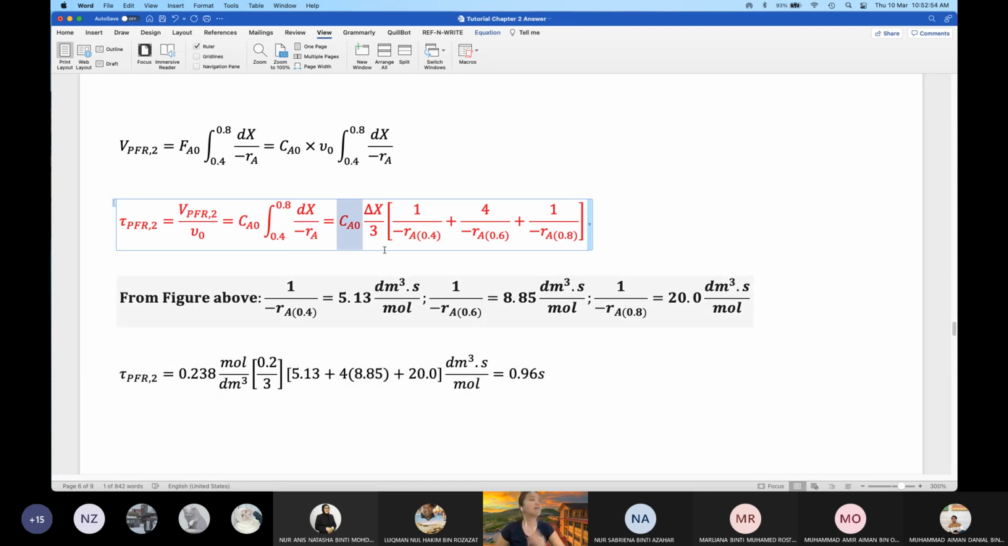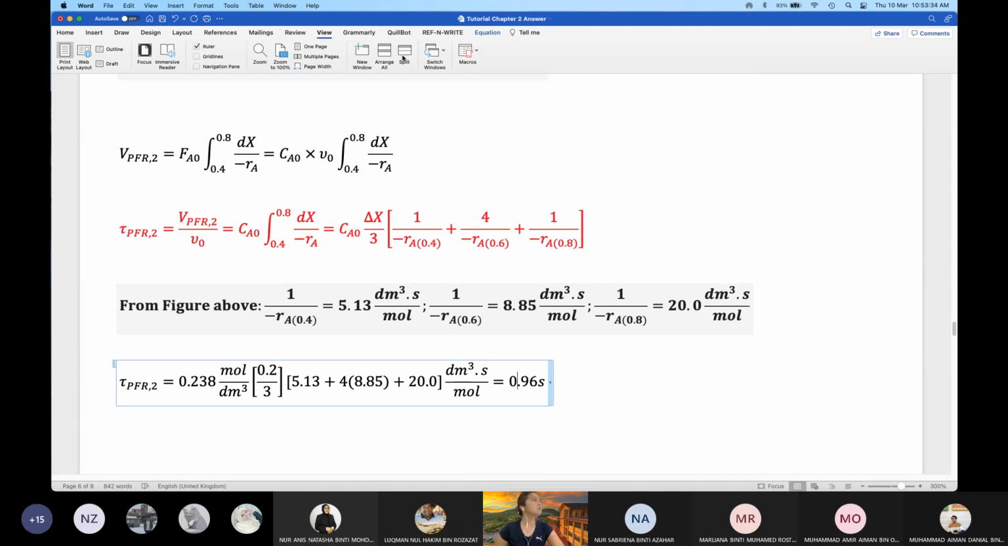So at the back, there are 3 points, right? So 1 per minus RA when my X is 0.4, plus 4 per minus RA when my X is 0.6, plus 1 per minus RA when my X is 0.8. So look at the plot, make sure again you look carefully, from the plot it is 1 per minus RA, and you multiply the answer directly. Don't forget to multiply correctly, and you get the space time for the second reactor as 0.96 second. That's the space time for your second reactor for this PFR. Okay, so that is done for this question.